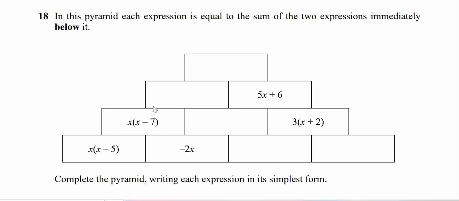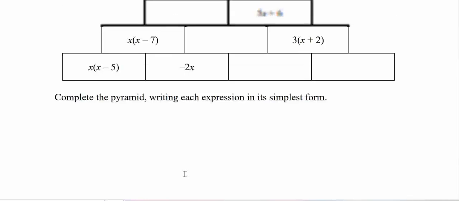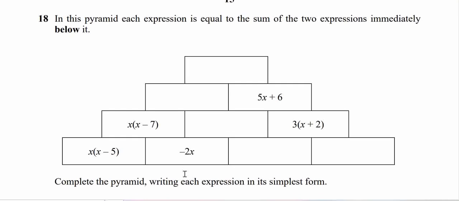Now we're in the last question of this paper. Question 18. In this pyramid, each expression is equal to the sum of two expressions immediately below it. Complete the pyramid, writing each expression in the simplest form. So the mark is 3. So 10 seconds from now.